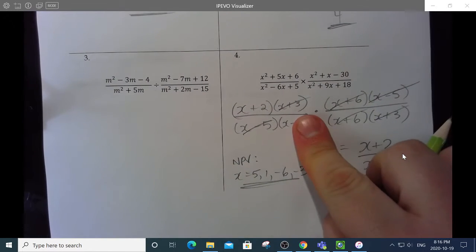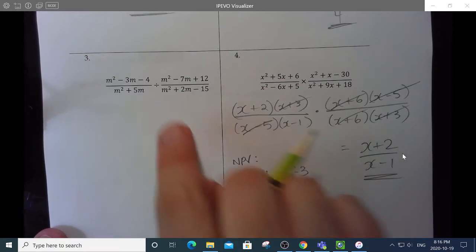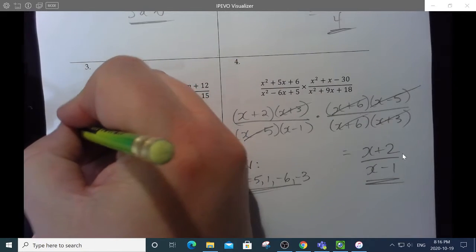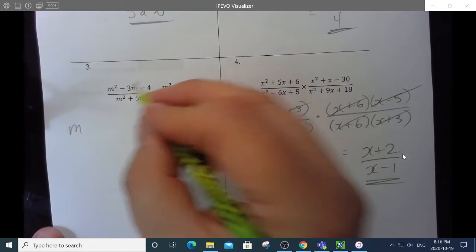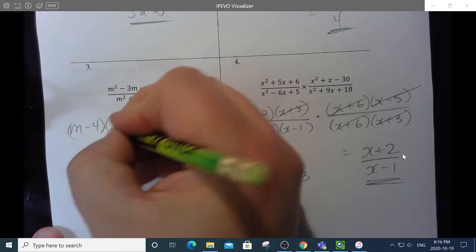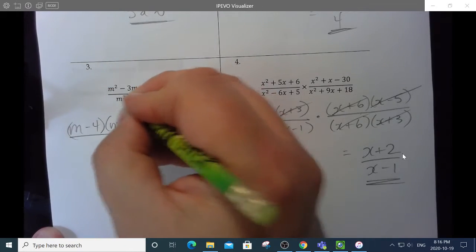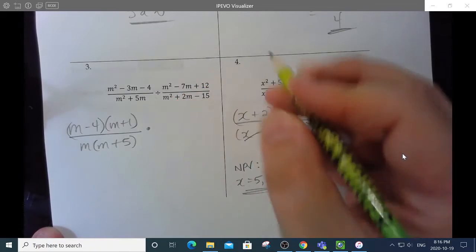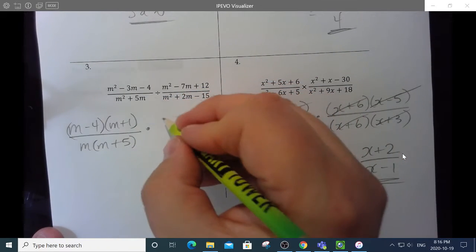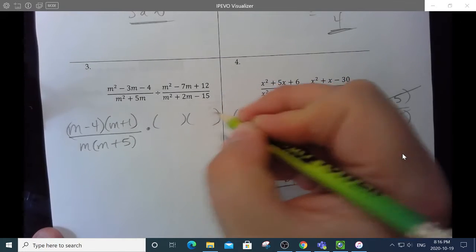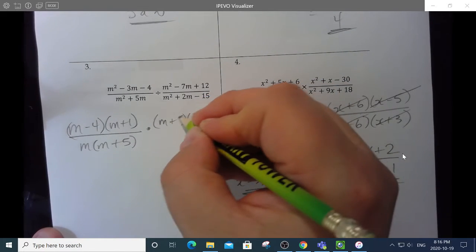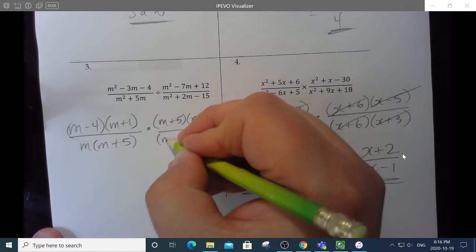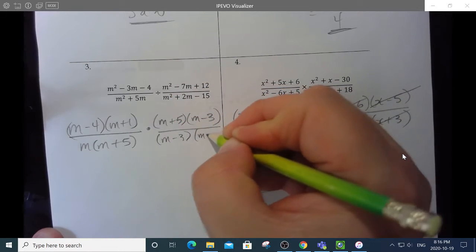Okay, number 3 is just like number 2, or number 4, only it does have a divide. So I'm going to do two steps at once here. I'm going to factor the top. So that's m. What two numbers times to make negative 4 add to make negative 3? It's minus 4 and plus 1. Down here, I'm going to factor out an m. And then I'm going to times the reciprocal. So I'm actually turning this denominator into a numerator, and I'm factoring it at the same time. So that's m plus 5, m minus 3. And down here, that's going to be m minus 3, m minus 4.